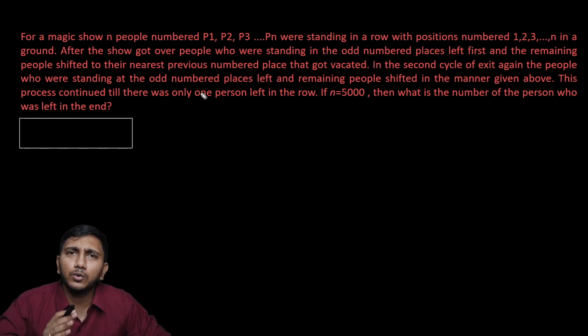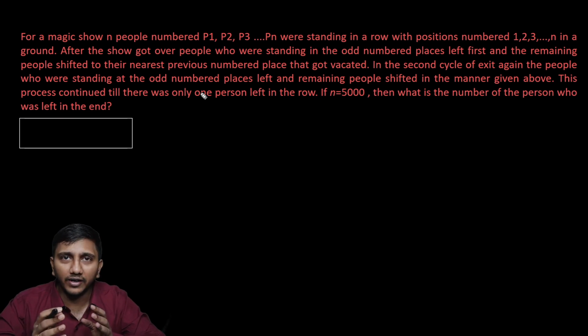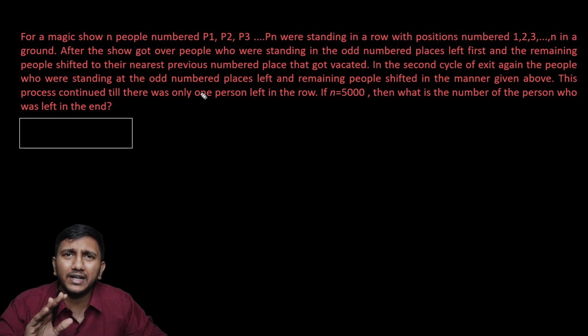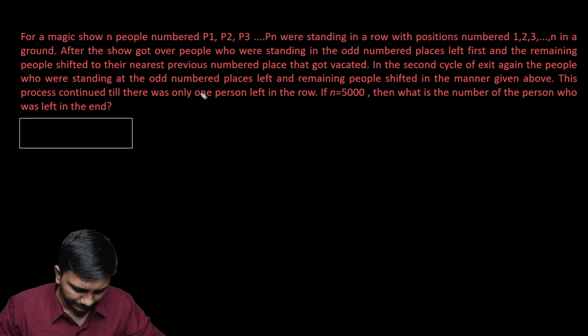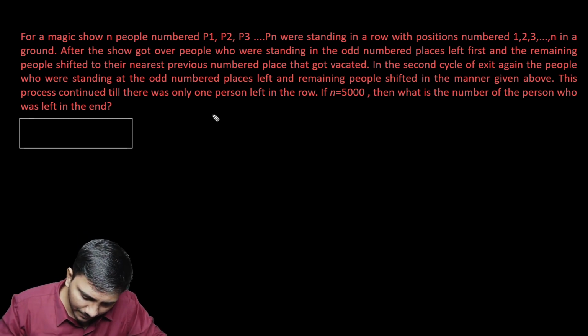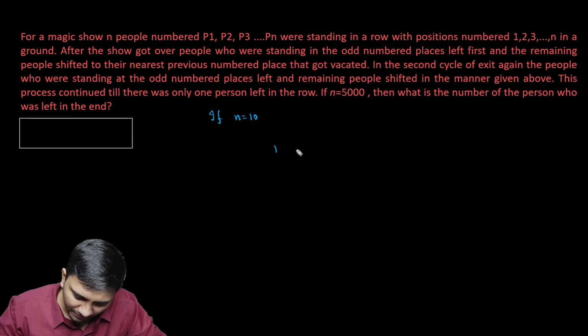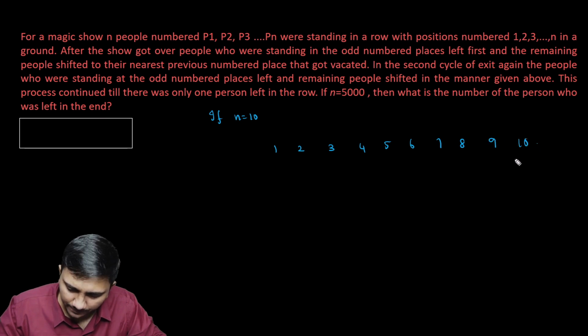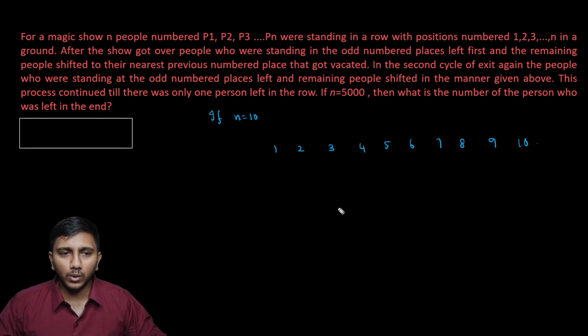Okay, the best way to approach these kind of questions is to take a small number and see what is the logic that comes out of it. And then you can extend the same logic for n being 5000. So I'm going to take a small number like 10. Let's say n is equal to 10. Let's see what happens. If n is equal to 10, we'll have 1, 2, 3, 4, 5, 6, 7, 8, 9 and 10 as the numbers of people who are there initially.